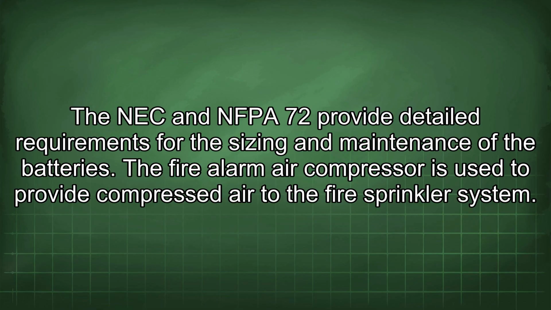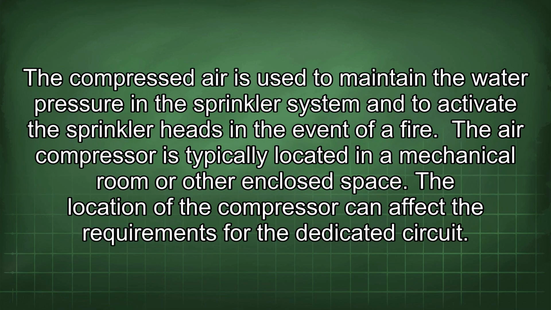The fire alarm air compressor is used to provide compressed air to the fire sprinkler system. The compressed air is used to maintain the water pressure in the sprinkler system and to activate the sprinkler heads in the event of a fire. The air compressor is typically located in a mechanical room or other enclosed space. The location of the compressor can affect the requirements for the dedicated circuit.